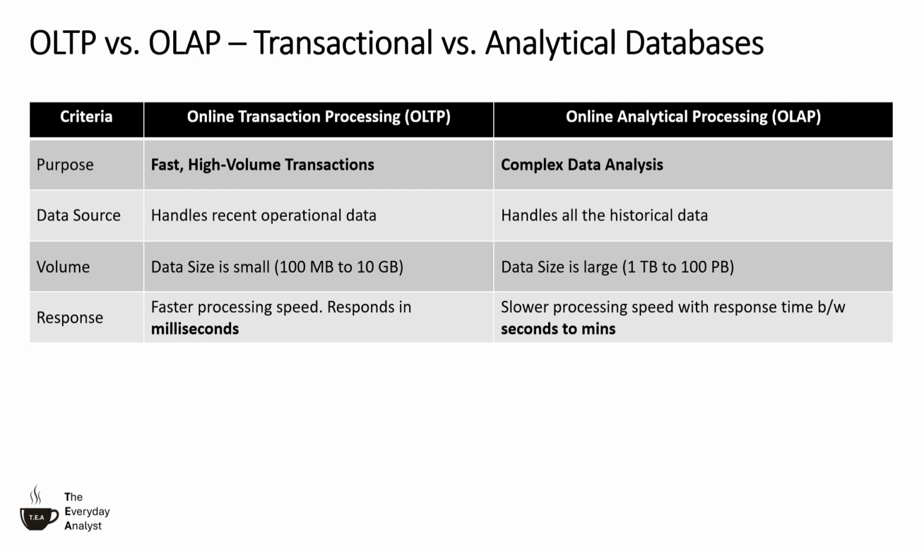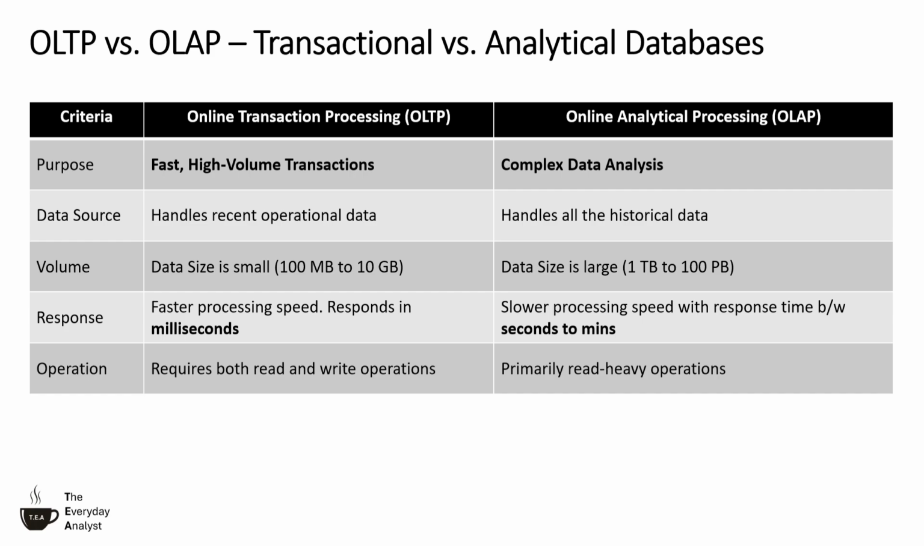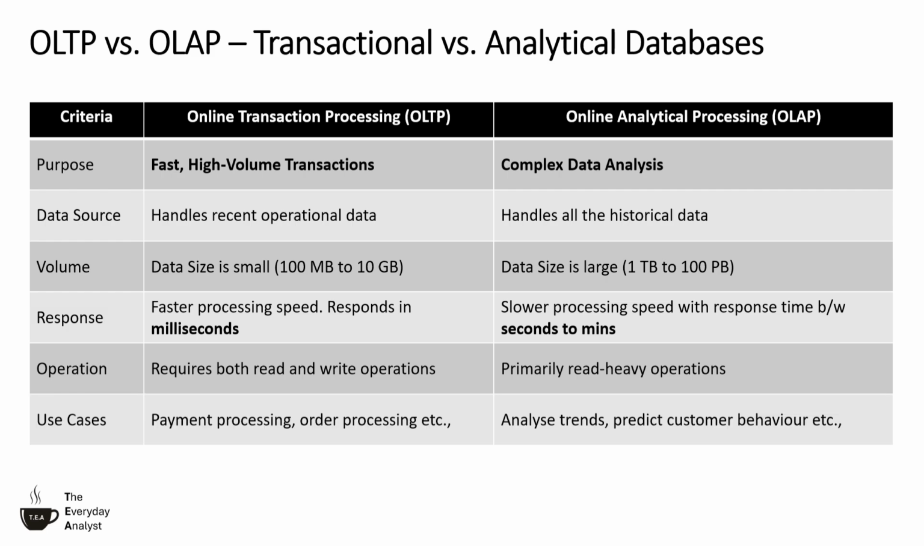Since OLTP systems handle day-to-day operations, the response for these systems is in milliseconds. That's very fast. On the other hand, OLAP systems are focused on analyzing trends and finding insights on huge data, where response time is a few seconds to a few minutes. OLTP systems need both read and write operations, and OLAP systems primarily do read-heavy operations. Finally, OLTP systems are used in banking, e-commerce, or ticket booking systems where transactions happen instantaneously. OLAP systems are used in business intelligence, dashboards, and big data analytics where you need insights, not just transactions.